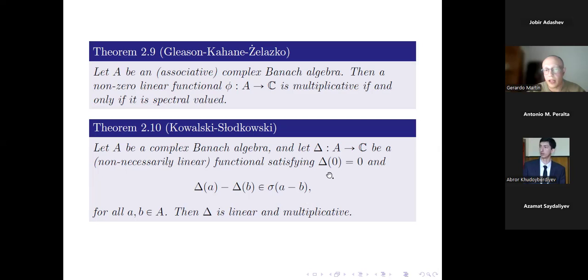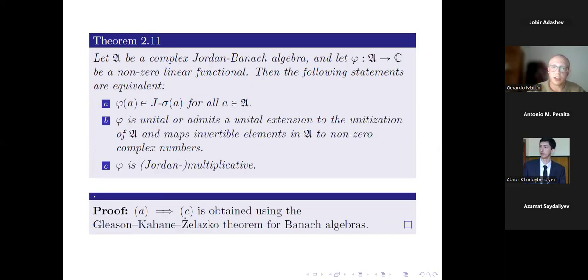delta, not necessarily linear, a functional satisfying that 0 goes to 0, and that the difference of the two evaluations belongs to the spectrum of I minus b, then we have that delta is a linear and multiplicative functional. So, we first obtain a Jordan version for the Gleason-Kahane-Żelazko, which is the following one.